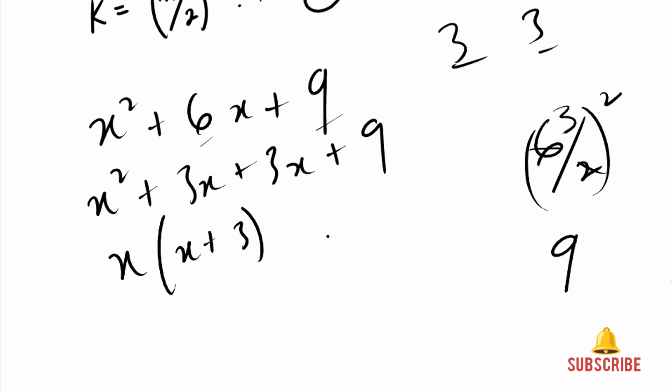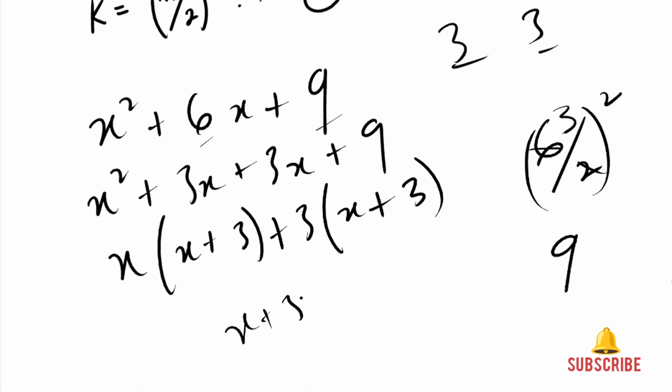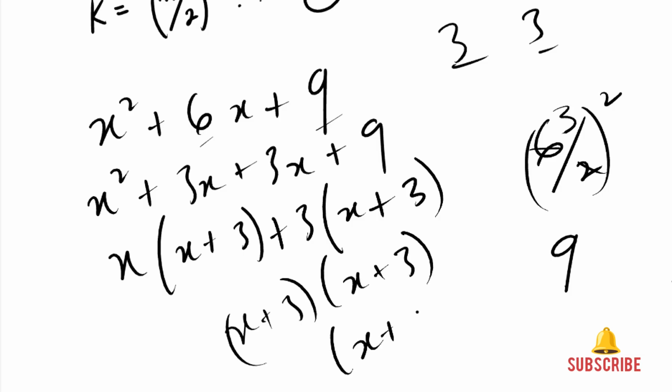What is common between positive 3x and positive 9? It's positive 3. We close it. So we're left with x plus 3, which is x plus 3 raised to power 2. So it is a perfect square. We have something like this.